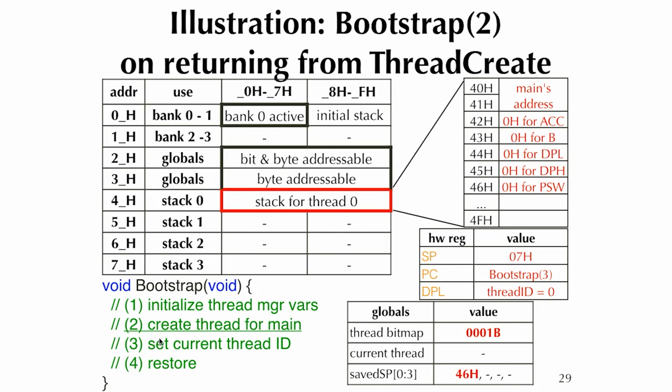And it's going to set up the current thread ID. So how does it do that? Well, the saved SP is 46 because by the time you restore, you want the SP to be 46 and then do the popping. Thread bitmap is initialized to 1 because at least now we have thread 0, and then we do right alignment here.